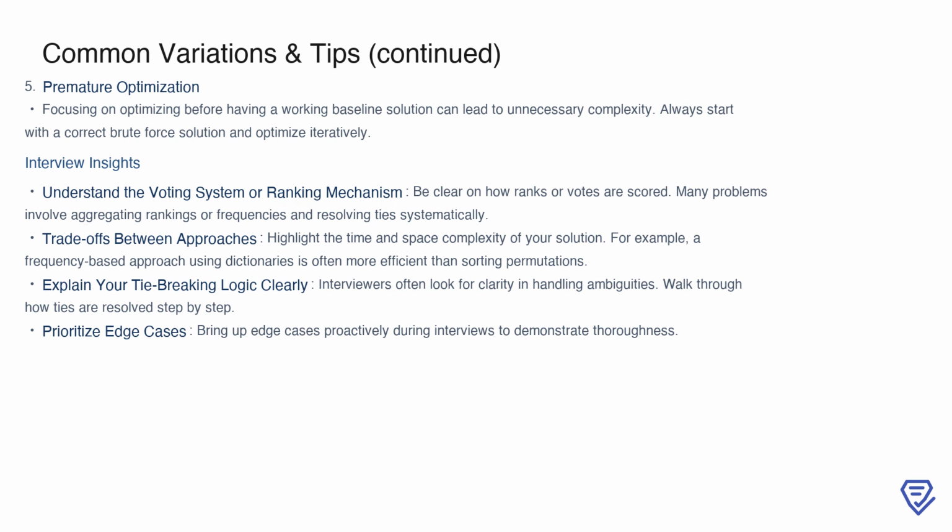Now, when it comes to interviews, focus on fully understanding the voting system or ranking mechanism described in the problem. Be clear about how ranks or votes are scored, as many problems require aggregating rankings or frequencies and systematically resolving ties. Also, be ready to discuss the trade-offs between different approaches. For example, you might explain how a frequency-based approach using dictionaries is often more efficient than sorting permutations. One key aspect interviewers often look for is clarity in handling tie-breaking logic. Walk through your process step by step, showing how you resolve ambiguities. Lastly, proactively address edge cases during your explanation. This demonstrates thoroughness and helps reassure the interviewer that your solution is robust.